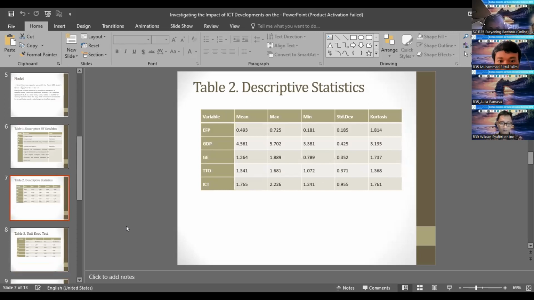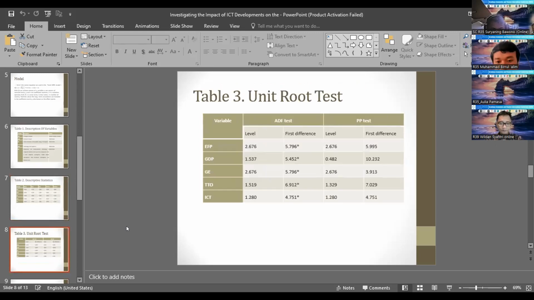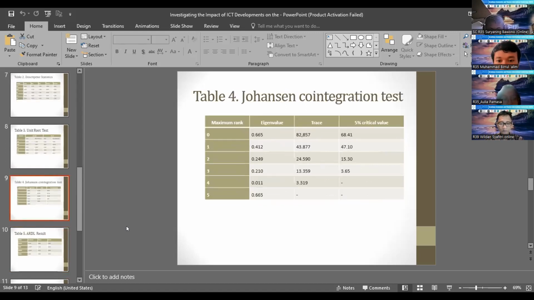Table 2 is a descriptive statistic, and table 3, this is a result in this research. Based on table 3, all variables in the first difference are stationary. So it may be concluded that this indicator meets the requirement for co-integration. Table 4, this is a Johansen co-integration test. Based on table 4, at the maximum rank of 1, there is a co-integration relationship between variables with a critical value of 5% higher than the test value.